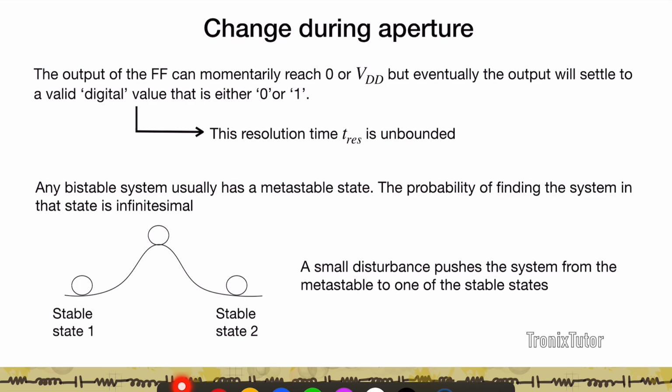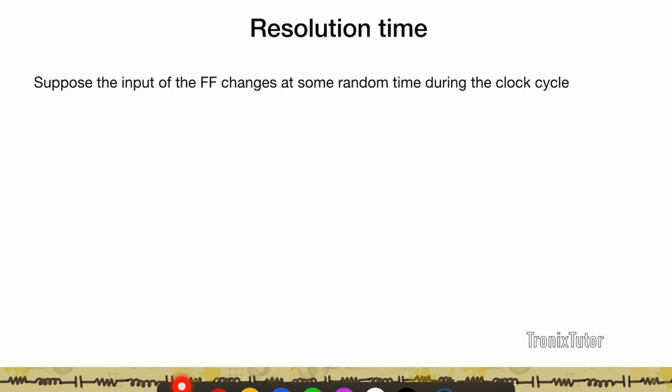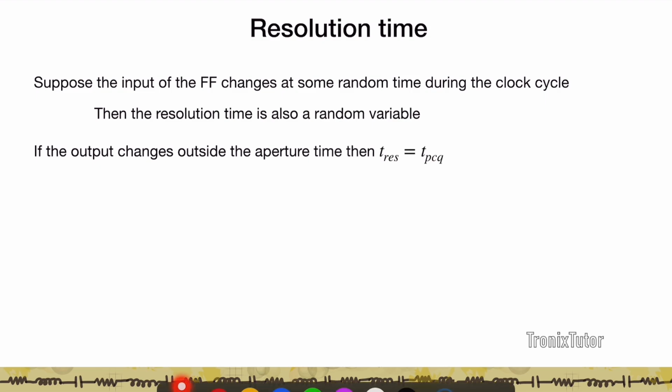Now in the case of a flip-flop, what is that going to be? Let's assume that the input of the flip-flop changes at some random time during the clock cycle. If it changes at some random time during the clock cycle, in all fairness, we should treat this resolution time to also be a random variable, depending on when the input changes in the clock cycle. But we do know something about this resolution time: when the input changes outside the aperture, that is, when the input changes prior to the setup time or after the hold time, then the resolution time is given by PCQ.